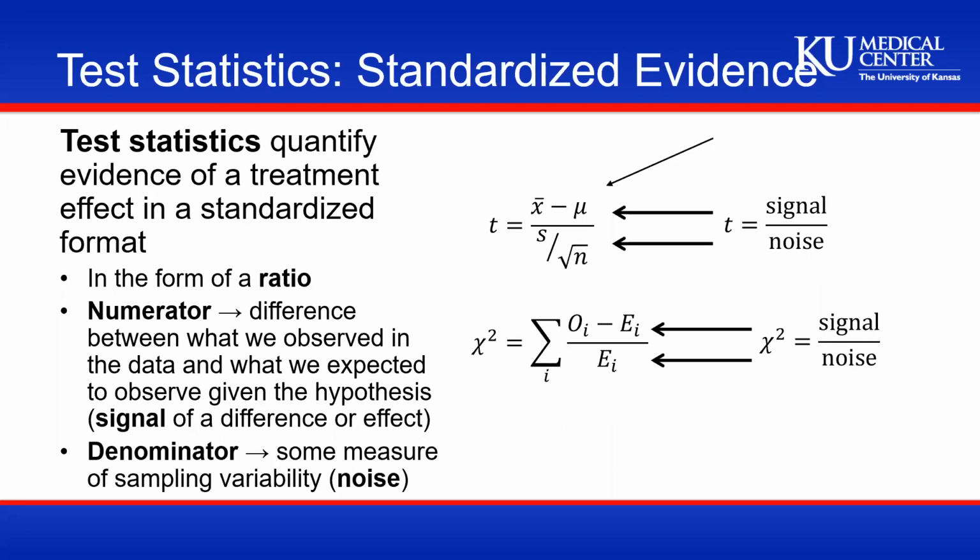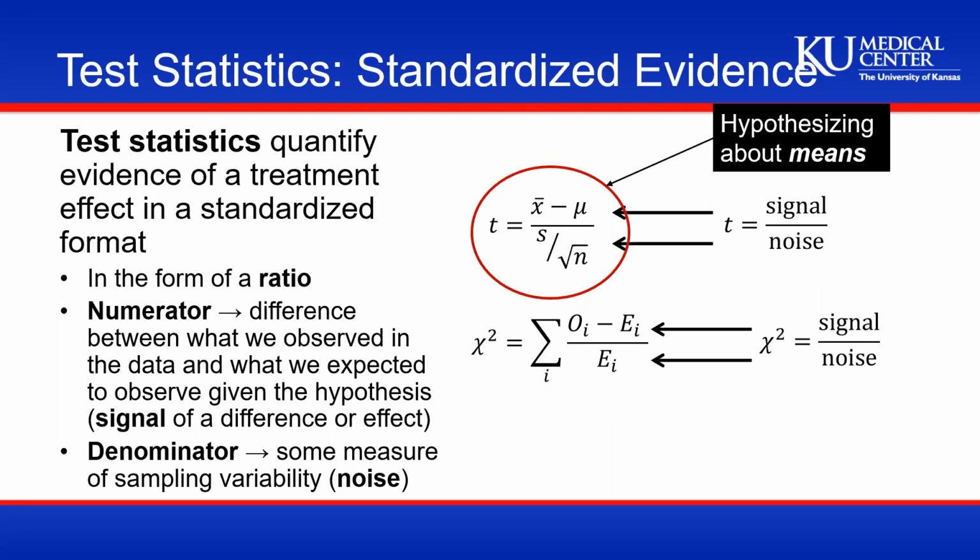And again, this is a reiteration of what we talked about last time, but I wanted to introduce to you the chi-square, because the chi-square is appropriate for categorical data. And the t, which we saw last time, is appropriate for continuous. In the t, we're hypothesizing about means. So remember, the test statistic quantifies the evidence of a real treatment effect in a standardized format. It comes in the form of a ratio where the numerator is the signal and the denominator is a measure of the sampling variability or noise.